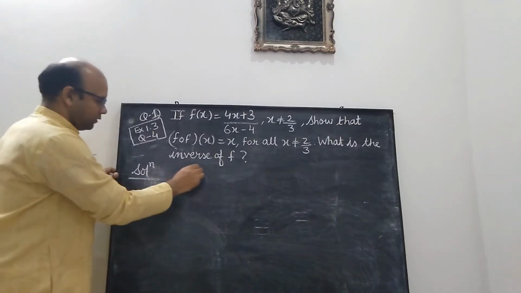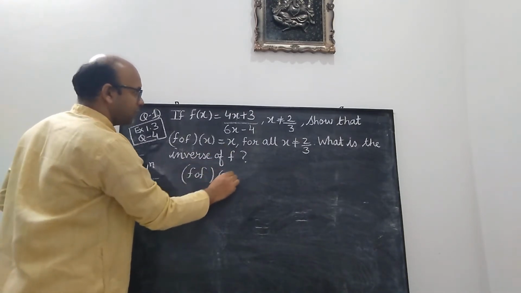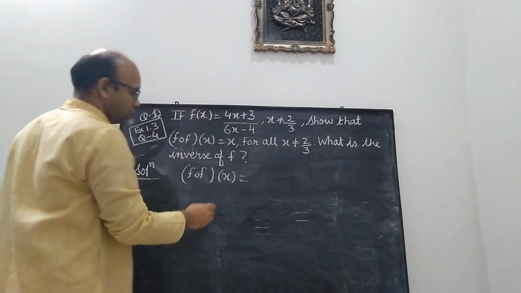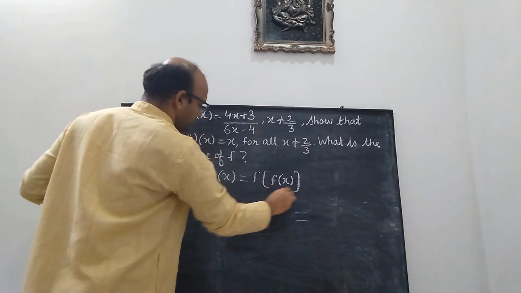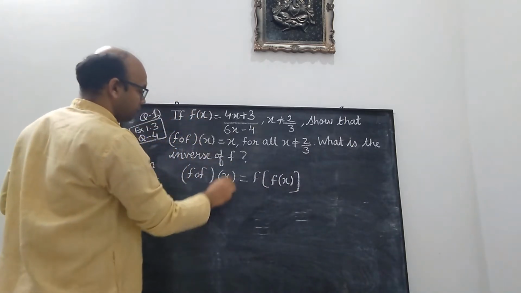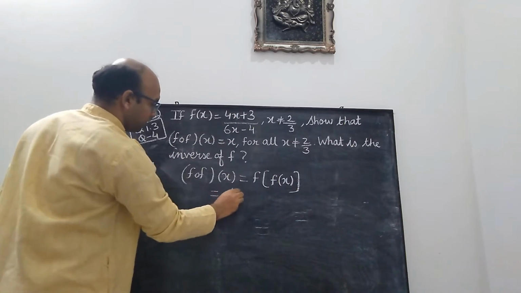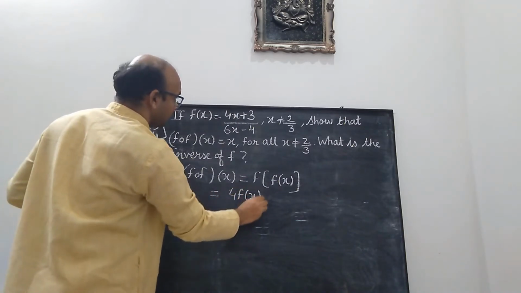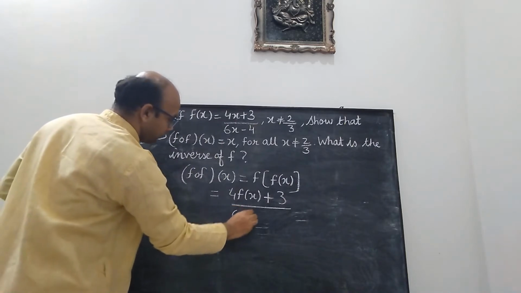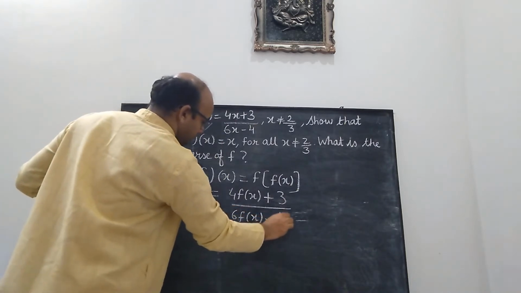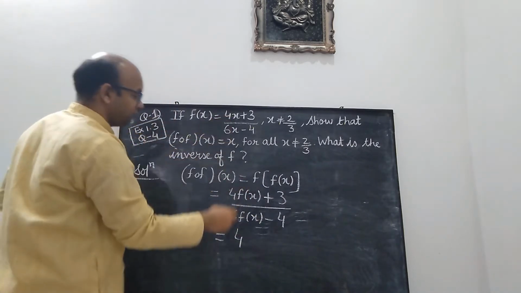So we start with finding the f of f(x). That is the first part of what is being asked. So f of f(x) equals f of f(x), and what we do is, in place of x we write f(x). So we have 4 times f(x) plus 3 divided by 6 times f(x) minus 4.